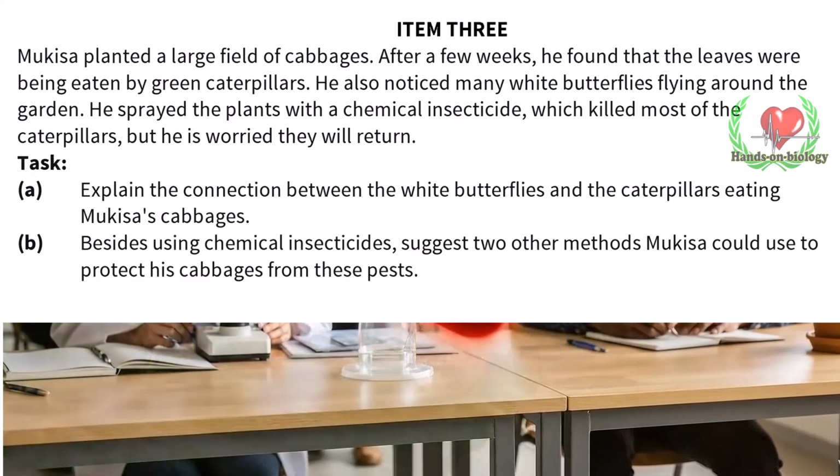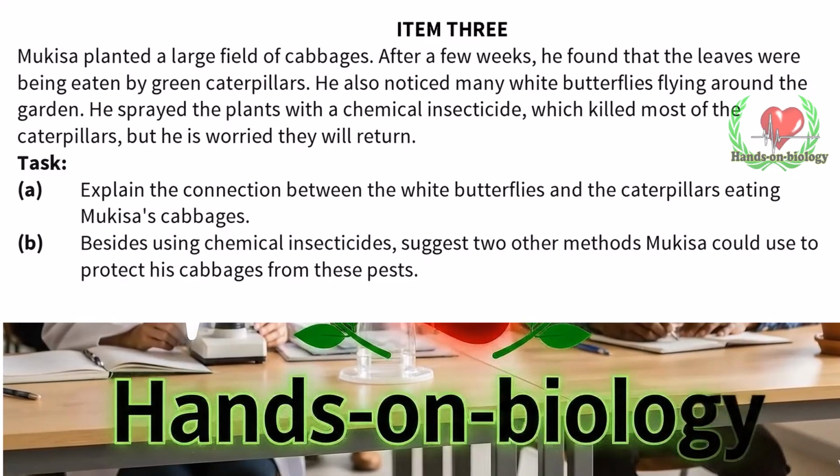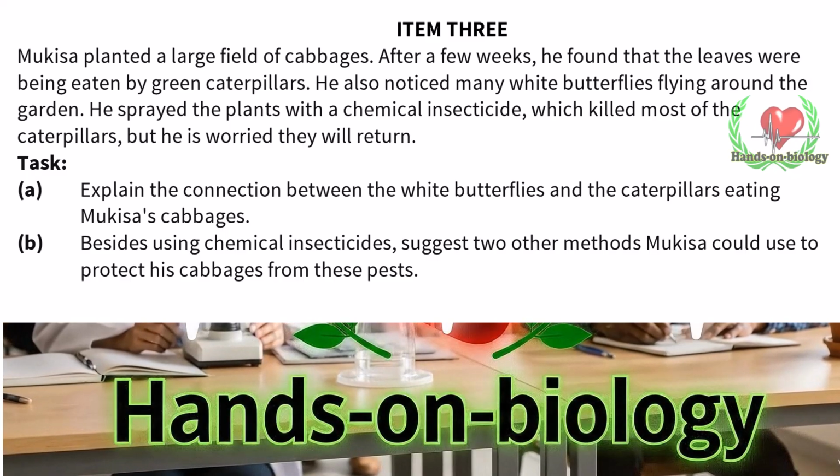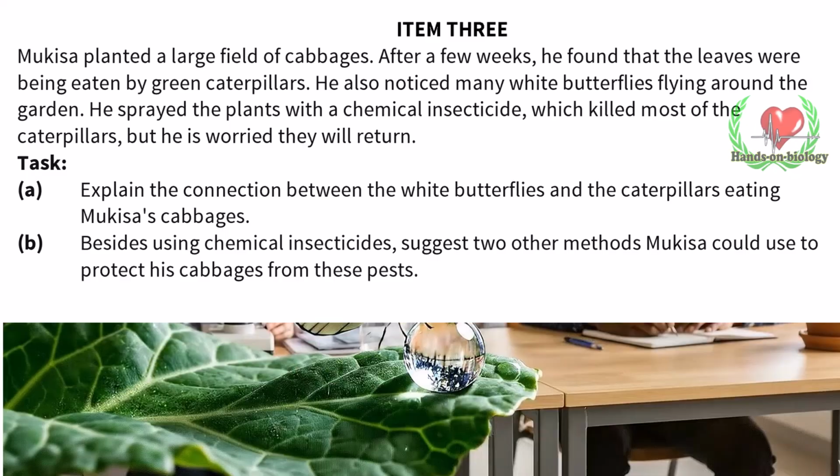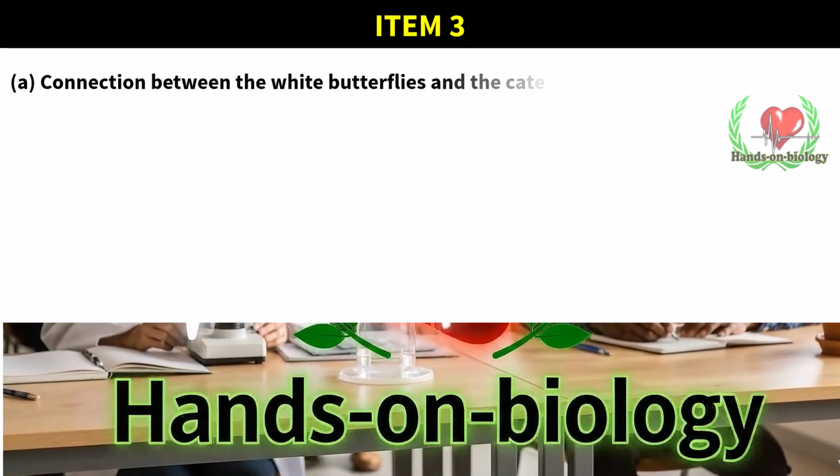Task, Part A. Explain the connection between the white butterflies and the caterpillars eating Mukisa's cabbage. Part B. Besides using chemical insecticides, suggest two other methods Mukisa could use to protect his cabbages from these pests. The connection between the white butterflies and the caterpillars eating the cabbage.